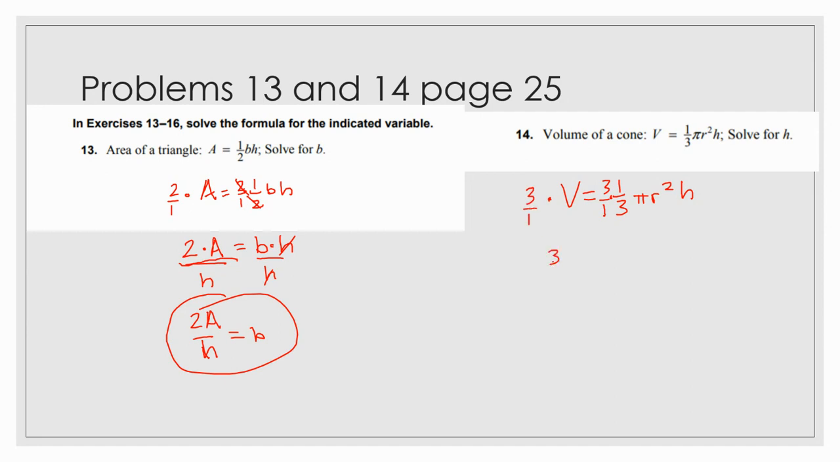Bring it down. 3v equals pi r squared height. We're missing the 1/3 now. Well, pi is being multiplied by height and by r squared. They're all being multiplied here, so the last step is just division each time. I'm going to divide by pi on both sides. And we can just leave it like that. We don't need to change the number at all. 3v over pi equals r squared times height.